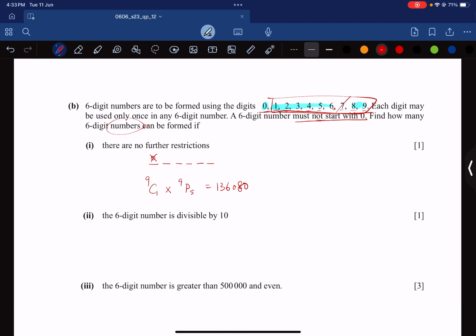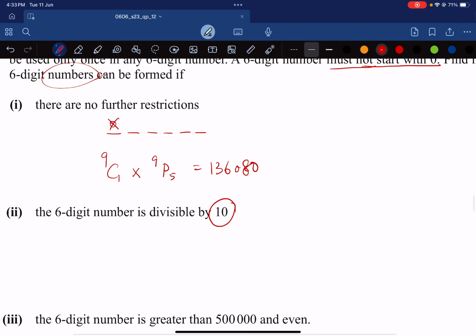The 6-digit number is divisible by 10. Then think about what kind of number is divisible by 10. Divisible by 10 means multiple of 10, right? It must contain the factor 10. In other words, it must be a multiple of 10. Multiples of 10 are 10, 20, 30, 40, 50. We can see that, right? The last digit must be 0.